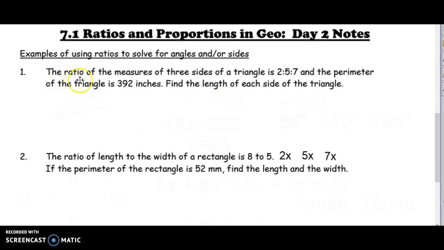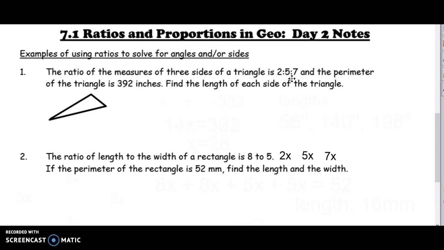The first question says the ratio of the measures of 3 sides of a triangle is 2 to 5 to 7, and the perimeter of the triangle is 392 inches. Find the length of each side of the triangle. So we have a triangle, and the ratio of the sides is 2 to 5 to 7. Before, our ratios were only 2 numbers. Ratios can be any amount of numbers.